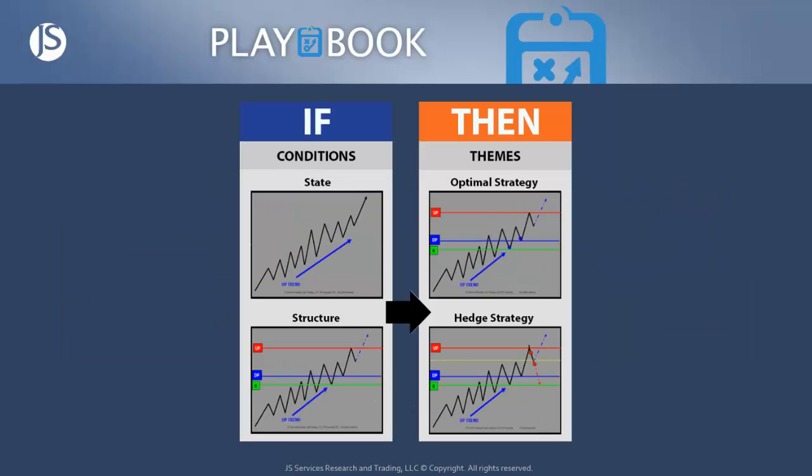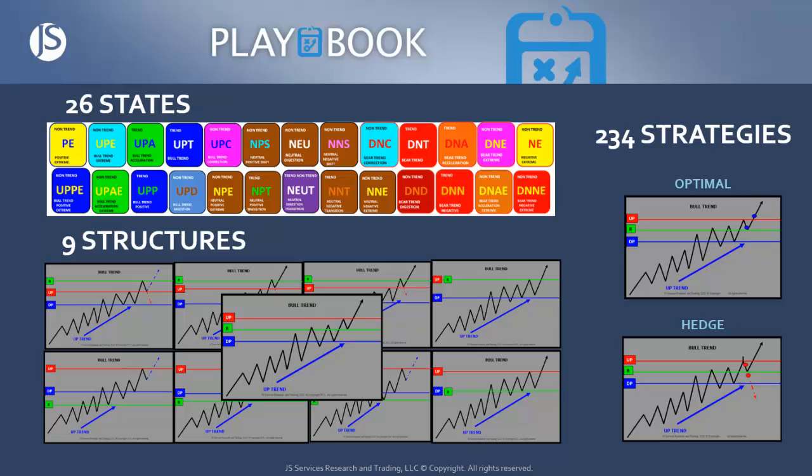If a market is in a specific state with a specific structure, then it will have a specific strategy theme associated with it. The results of all 26 market states, each with 9 structure bias skews, have been compiled into a database of 234 unique strategies or plays.